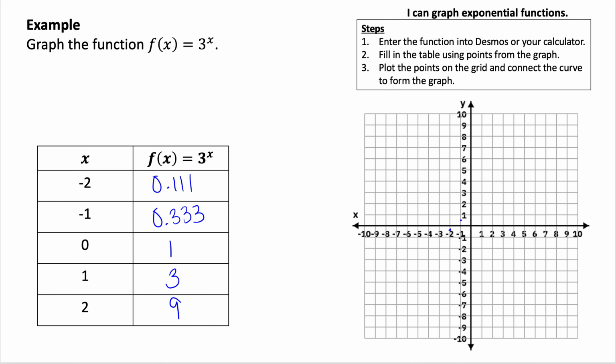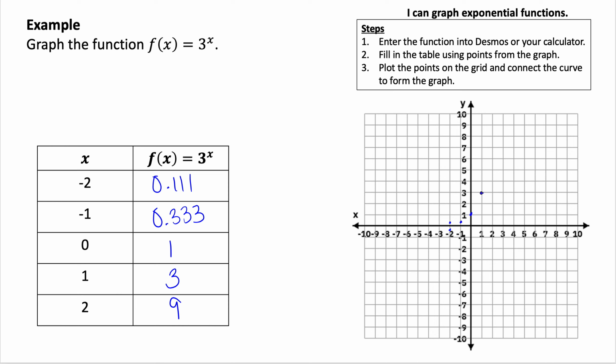Okay, so let's go ahead and graph this on our grid. At negative 2, we have 0.111, which is a little bit above here. Then we have negative 1, 0.333, which is about a third of the way above. So we're just going to put that there. Then 0, 1; 1, 3; and 2, 9.